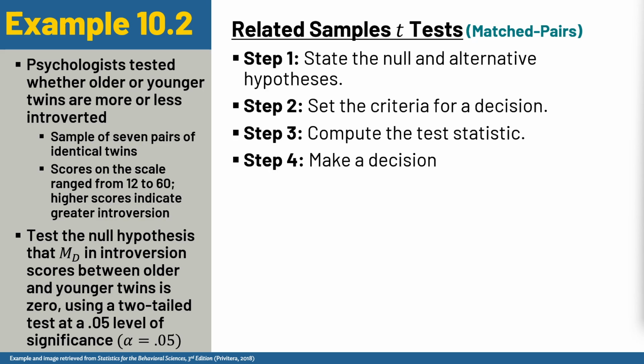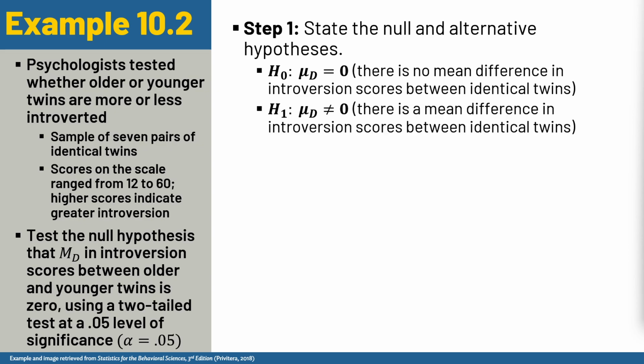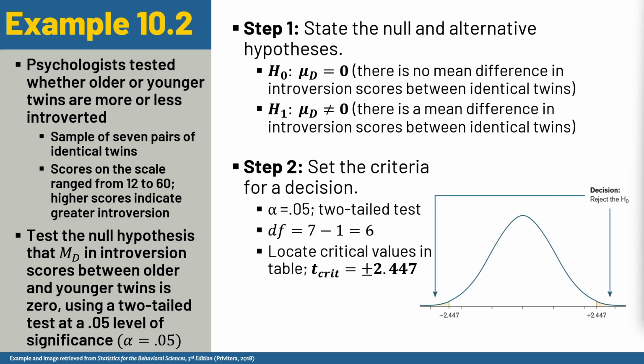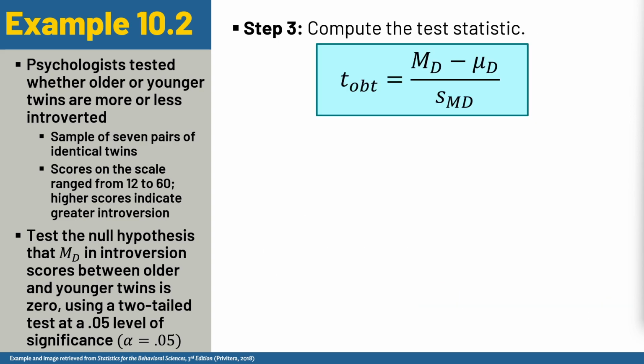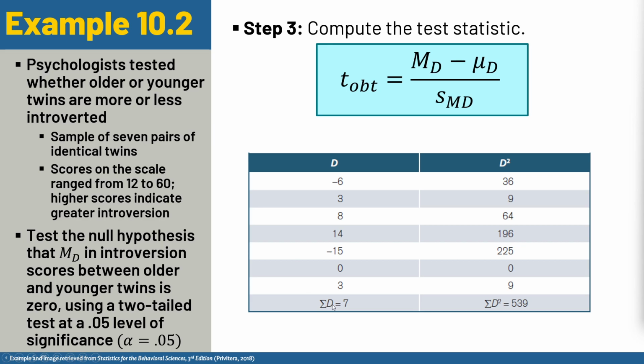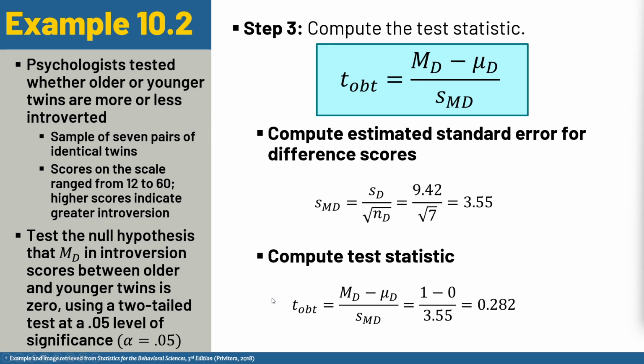So we have our steps here. Let's go through it. Our null hypothesis and our alternative hypothesis, same as what we just did on the previous one. Setting our criteria, straightforward, nothing new or surprising here. We get our t crit, plus or minus 2.447. We need to plug in our stats, the same thing we just did. Compute the mean, variance, and standard deviation. We go back to our table and use that to calculate the sum of d and the sum of squares. Through that, we'll get our standard deviation, which we can use to calculate our estimated standard error.